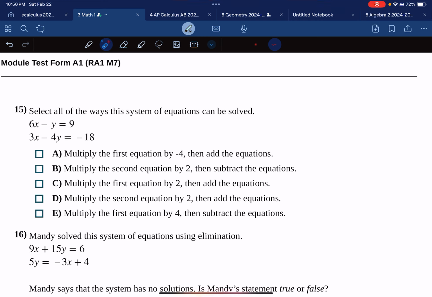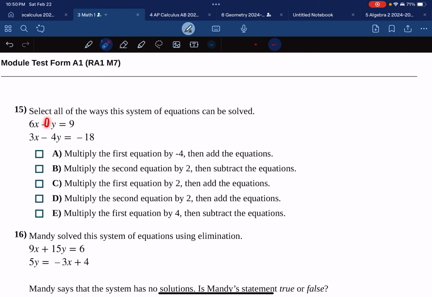All right, what does A say? Multiply the first equation by -4. Hold on, no. Don't look at that. Look at this. What's going on here? What would I do? Well, I'm seeing that the x's could be eliminated if I multiply this bottom one by 2 and subtracting, or multiplying the bottom one by -2 and adding. The y's could be eliminated by multiplying the top equation by -4, making this a +4, and then I could add those two.